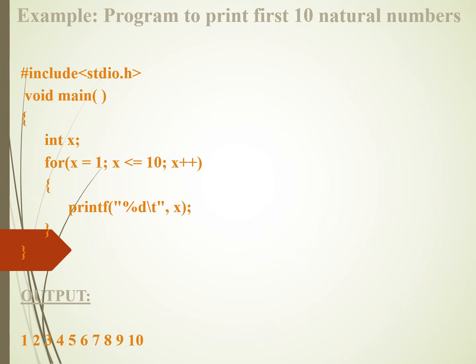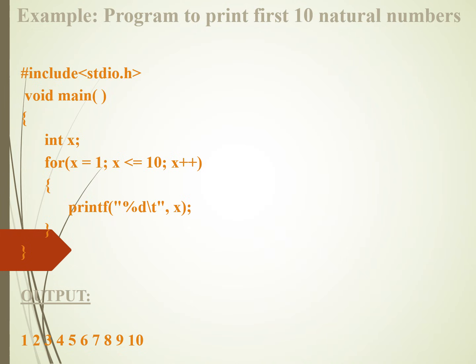The loop continues until x becomes 11. At that point, the condition becomes false and the loop ends. Then the output is the first 10 natural numbers, that means 1, 2, 3 up to 10. Compared to the while loop, the for loop is shorter because initialization, condition and increment are written together.